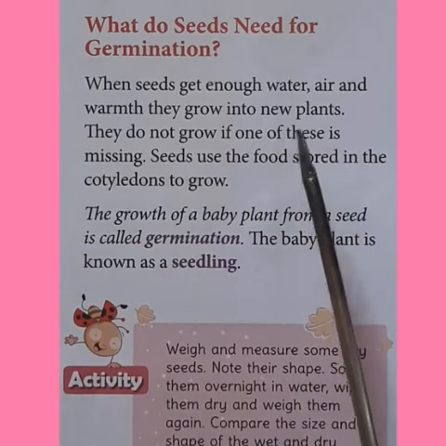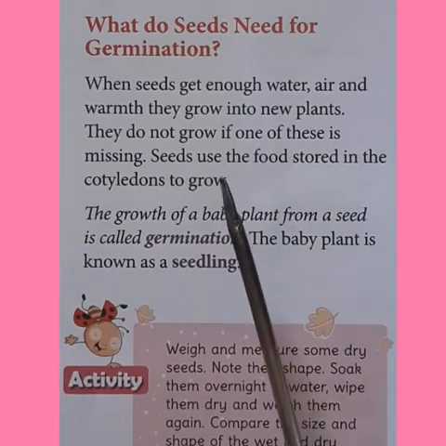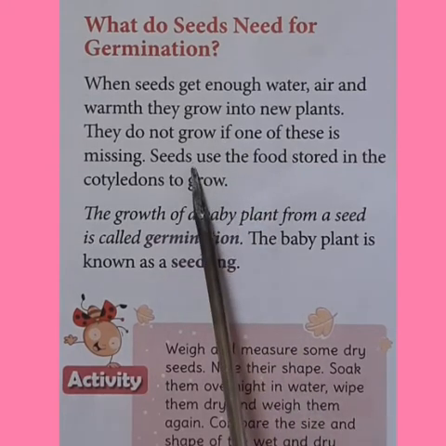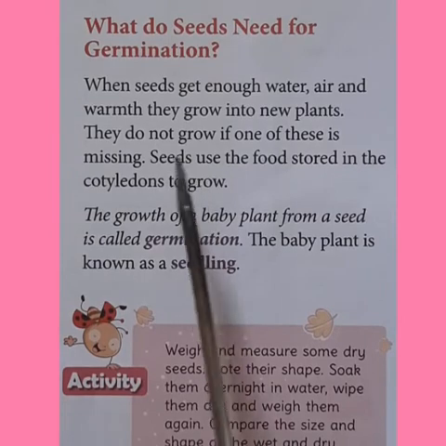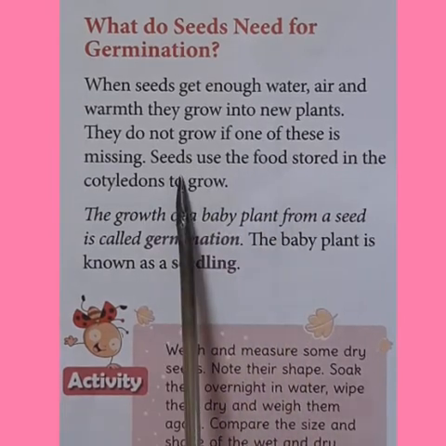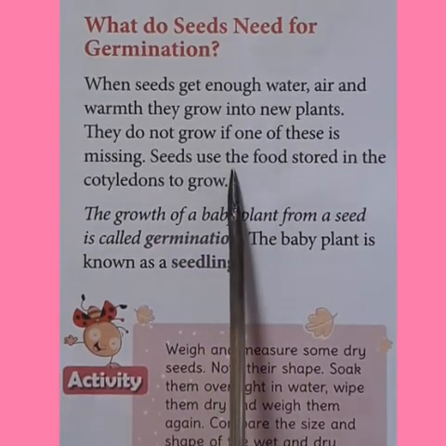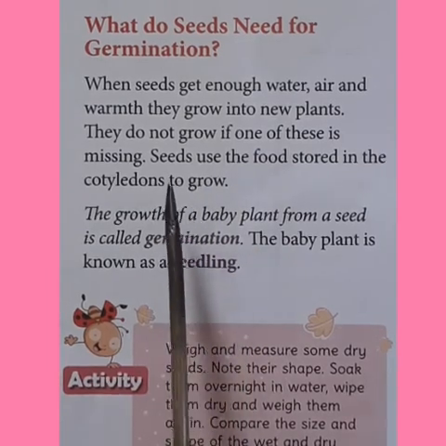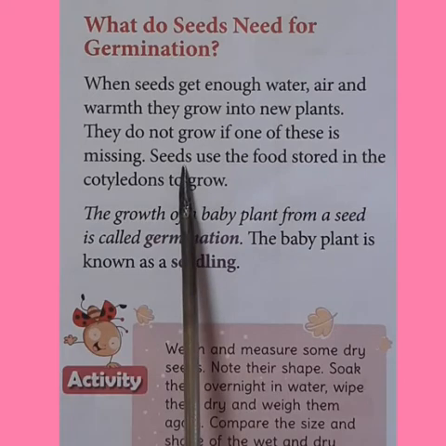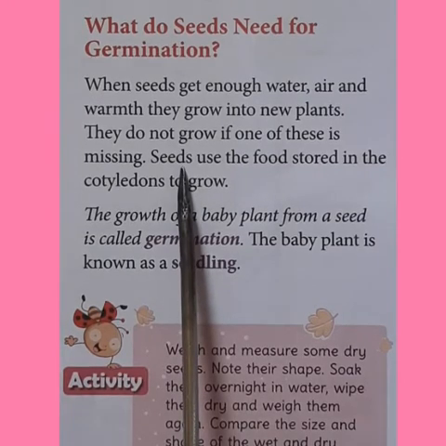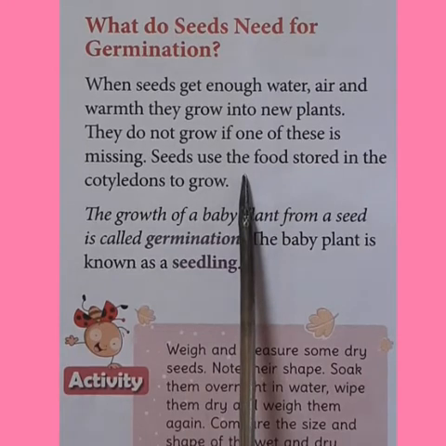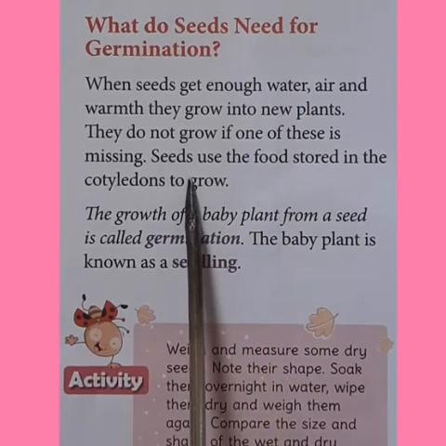It may decay and die. Or sometimes it may not grow at all. It may remain as it is in the soil. Seeds use the food stored in the cotyledons to grow. So you all have studied about the cotyledons. Seeds may have one cotyledon or two cotyledons. So the food which is stored in the cotyledon is used for the growth of the seeds.